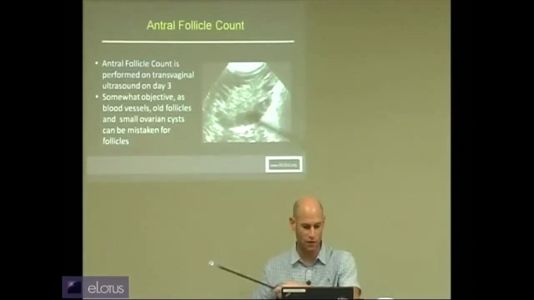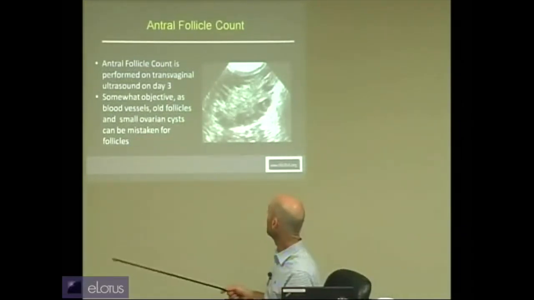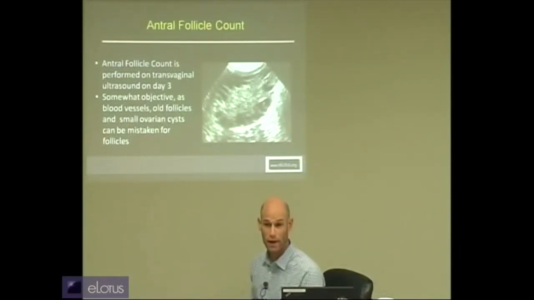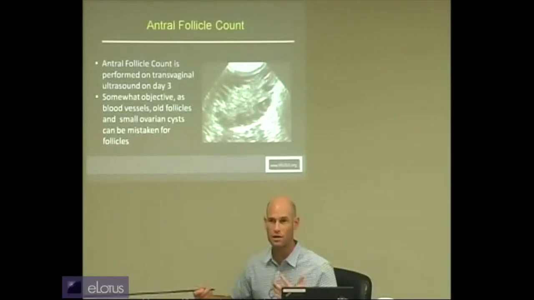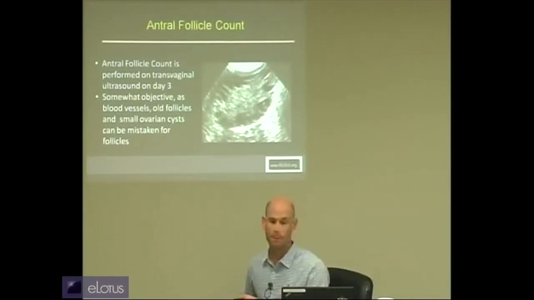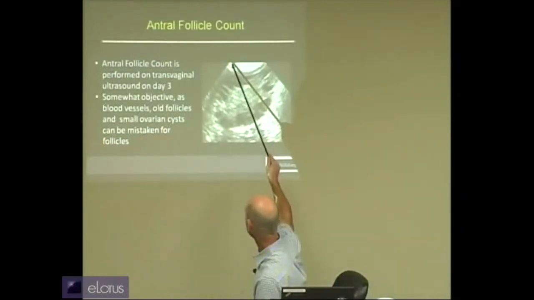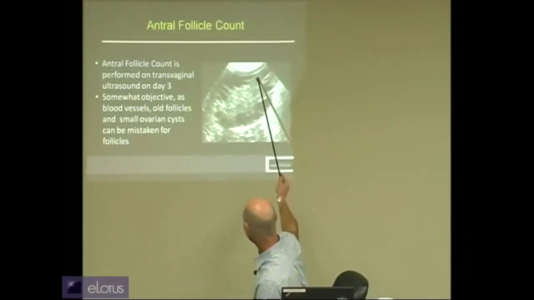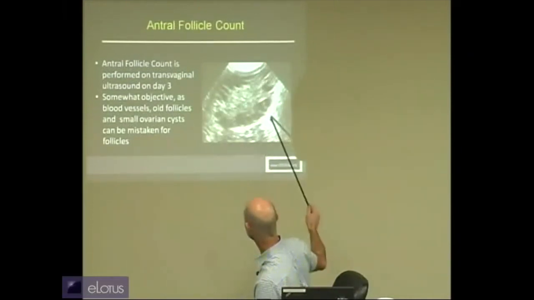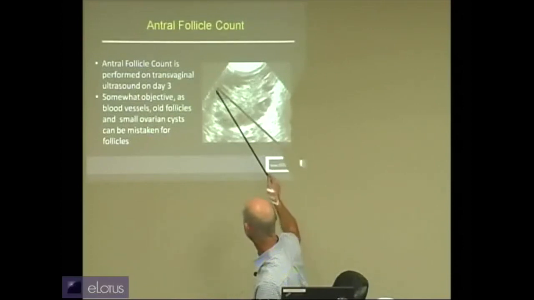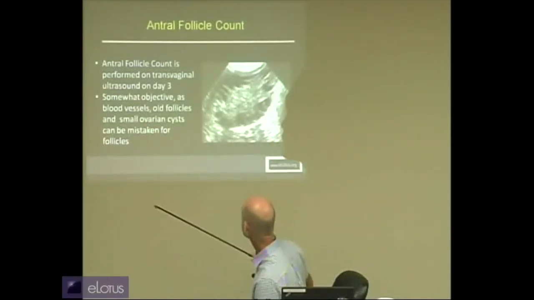So when we do an ultrasound, we do something called the antral follicle count. This is one of the ways that we assess a woman's fertility potential or ovarian reserve. This is an ultrasound picture, a transvaginal ultrasound. This represents the tip of the probe, which would be inside the vagina, and that probe actually gets really close to the ovary. So this is the ovary, and all of these circles, here, here, here, these all represent the follicles.